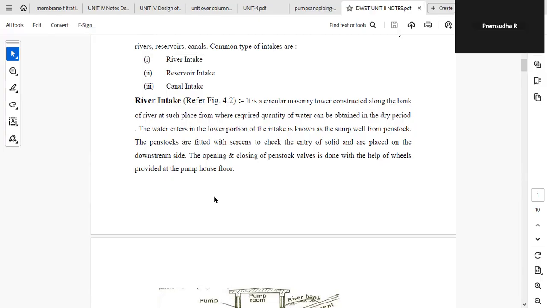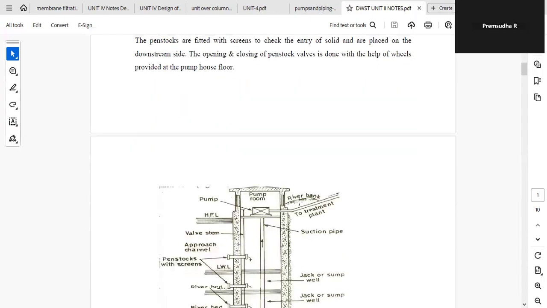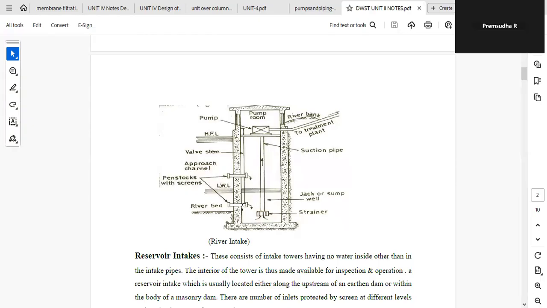The sump is fed from the penstock. The penstocks are fixed with screens to check the entry of solids, and are placed on the downstream side. There is a river bed and the strainer filters the water. It is fitted at the lower level, with the low water level and the high water level indicated.